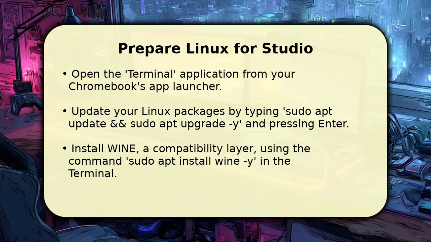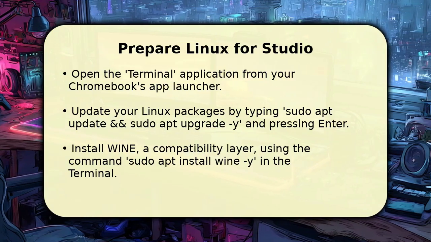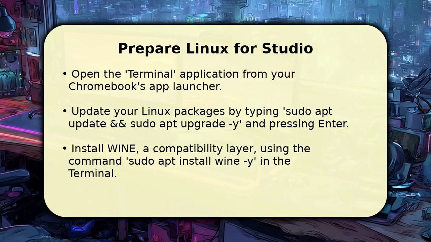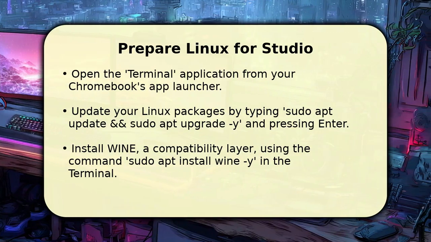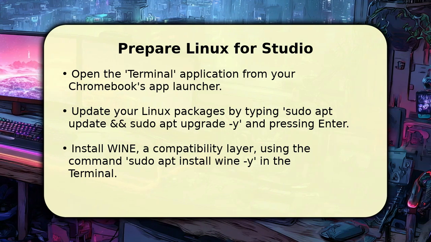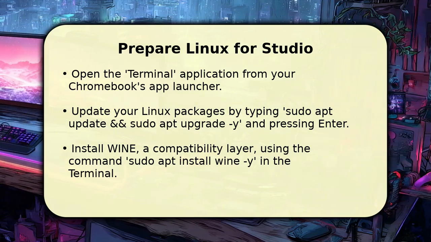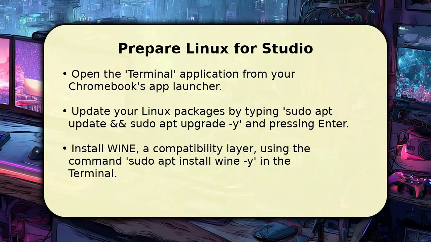Next, install Wine, a crucial compatibility layer, by using the command sudo apt install wine -y in the terminal. Wine is essential for translating Windows system calls into Linux-compatible ones, allowing Roblox Studio to function properly on your Chromebook.